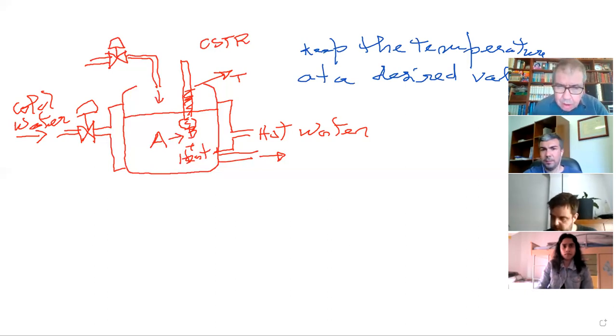So how can we do it? We get a PhD student, and then what do we do with the PhD student and the reactor? So we have the PhD student here.